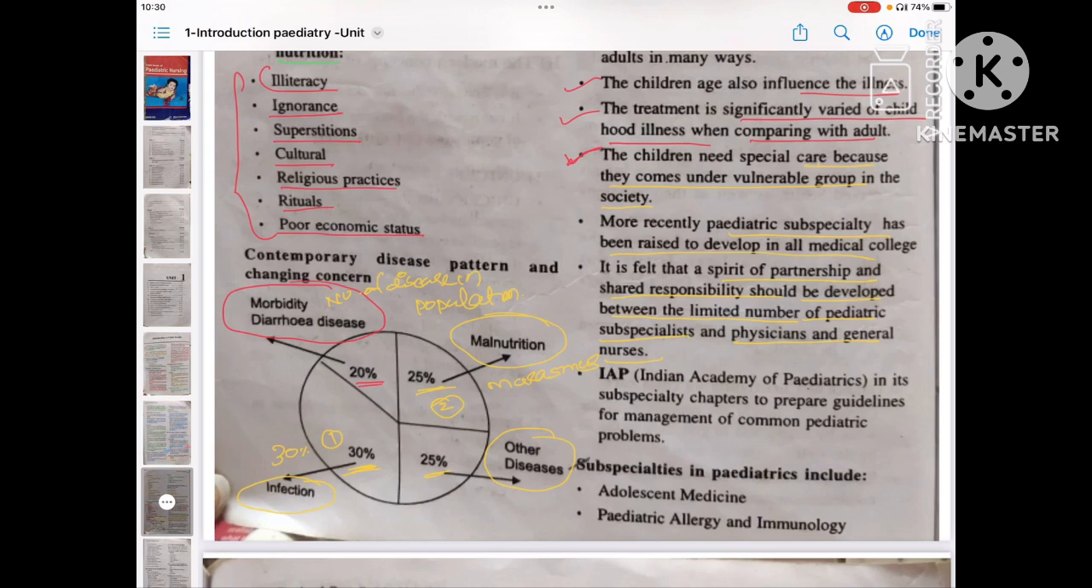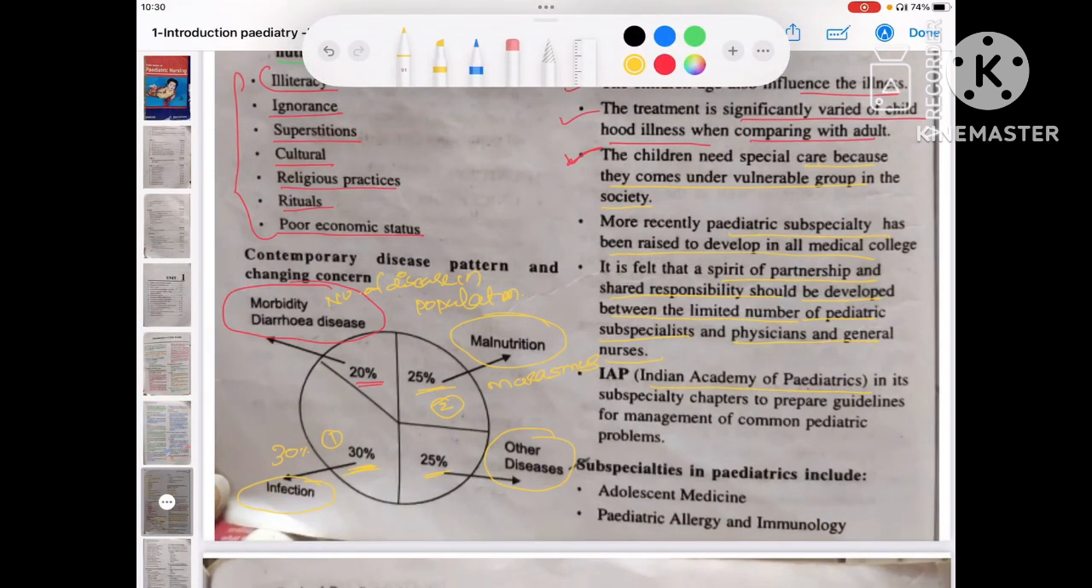So the next one is the IAP, Indian Academy of Pediatrics, in its subspecialty chapters, to prepare the guidelines for the management of common pediatric problems. Here you can see the Indian Academy of Pediatrics. They have prepared the guidelines for the management of common pediatric problems. All those common pediatric problems will be guided by the IAP, that is Indian Academy of Pediatrics.